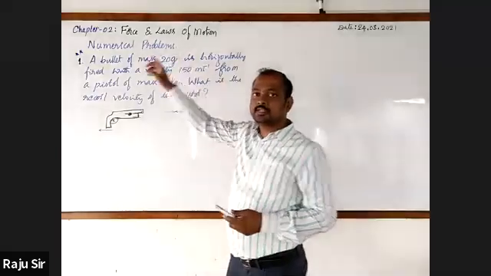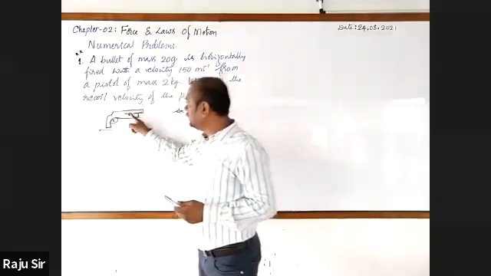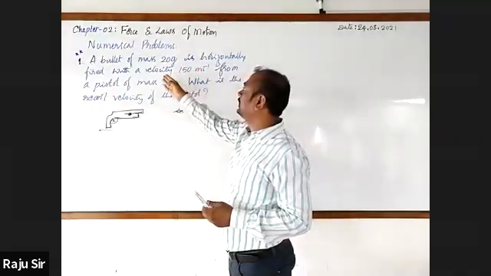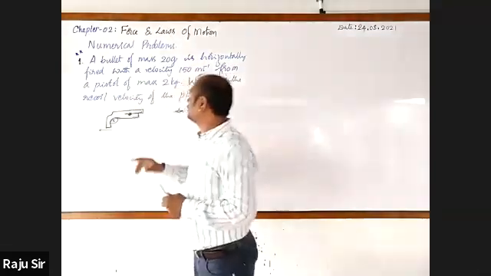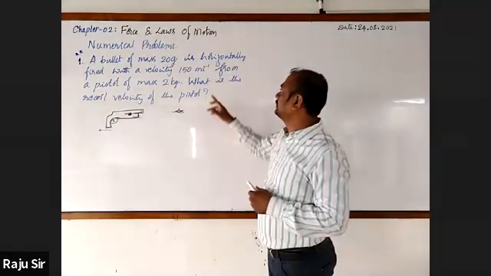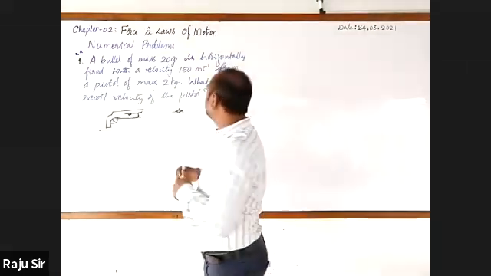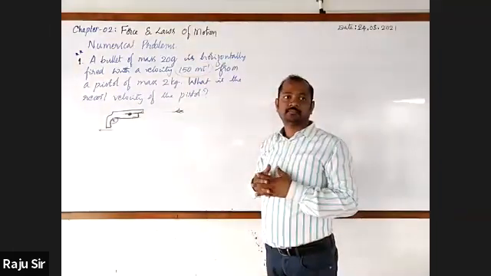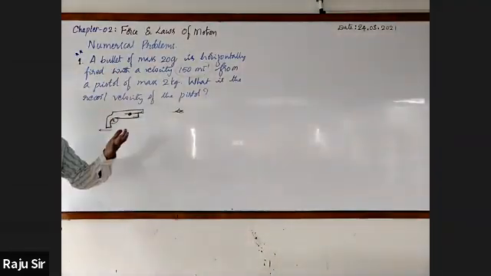Now come to the statement. A bullet of mass 20 gram is horizontally fired with a velocity of 150 meter per second from a pistol of mass 2 kg. Mass of the pistol is 2 kg. Then what is the recoil velocity of the pistol? Could you tell what 150 meter per second indicates? Final velocity. They will get the velocity after firing.